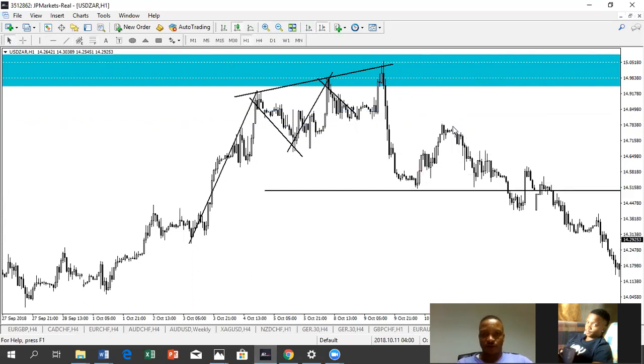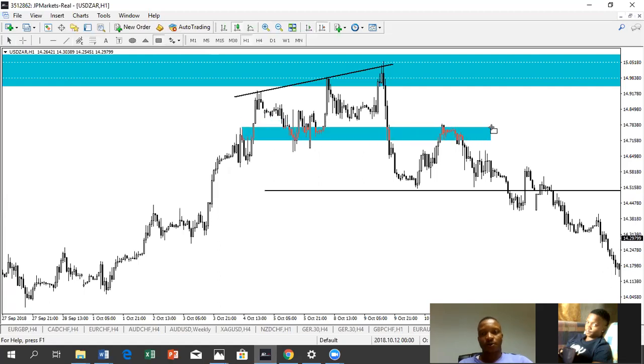If you don't want to use Fibonacci, it's fine. You can use your order block. You can just say, okay, let me just use an order block. You just draw your order block like that. So once price touches that order block, you press it, sell going down to that level there.